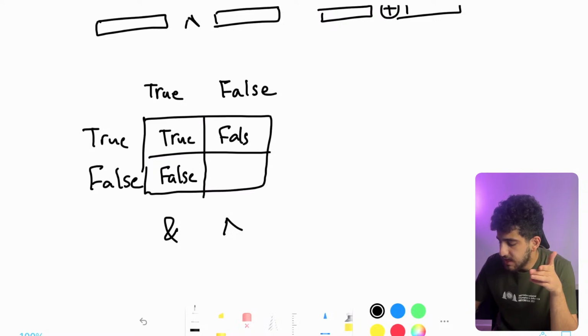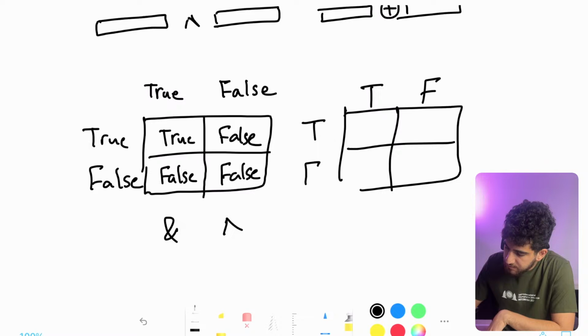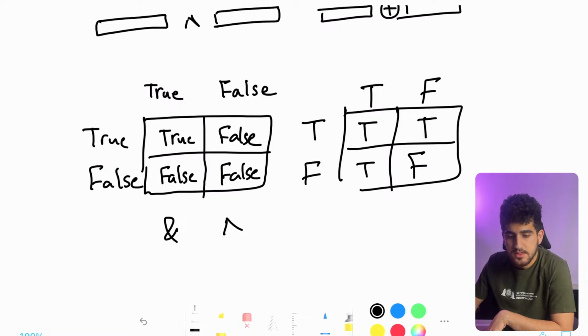So it means that something and something. On the other hand, if we have OR, if one of the two things is true, the result is gonna be true. If both of them are false, the result is gonna be false.